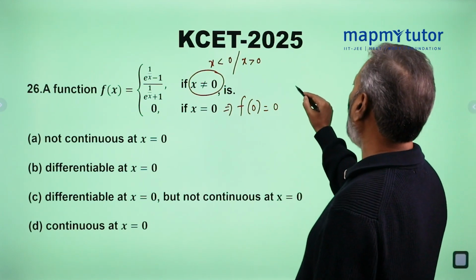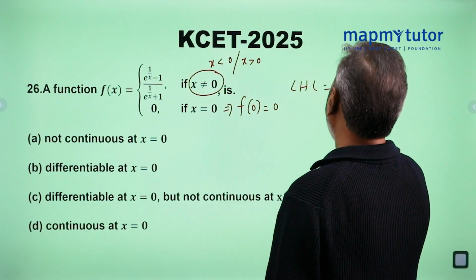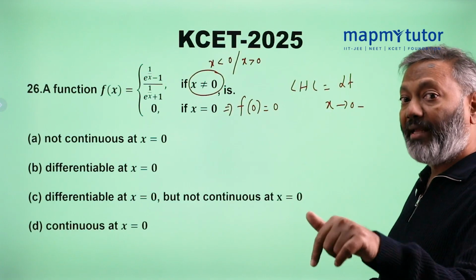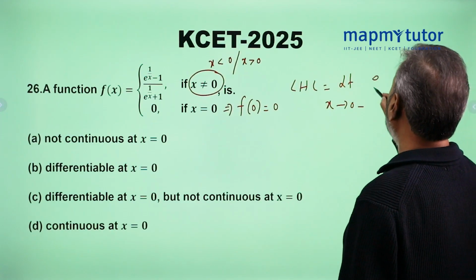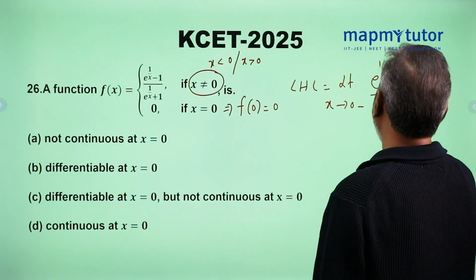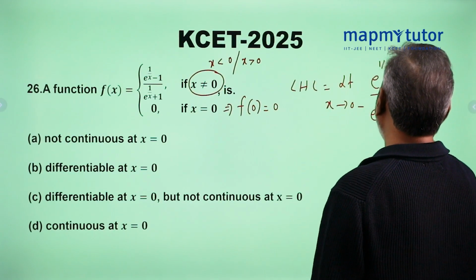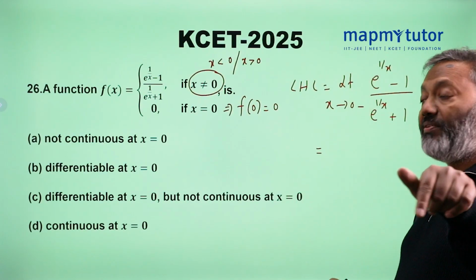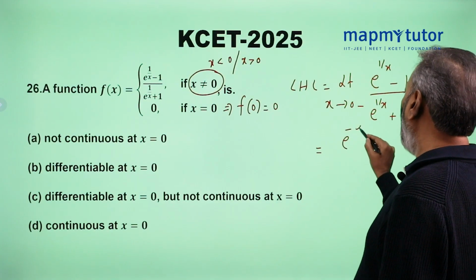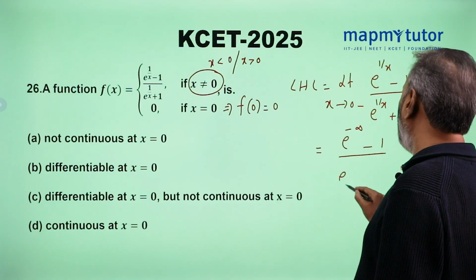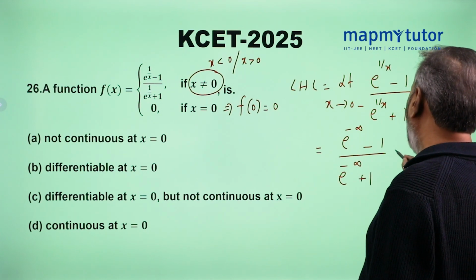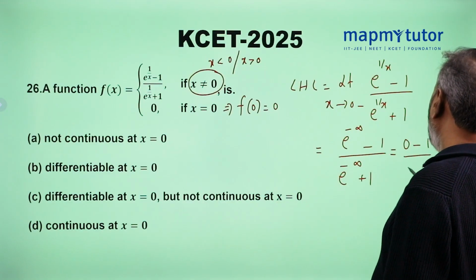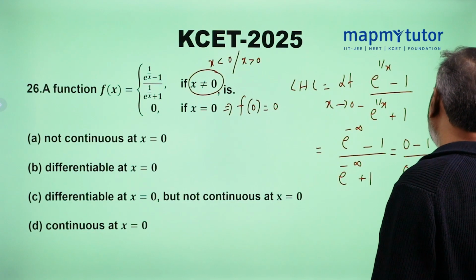Now, what is LHL? Limit x tends to 0 minus. It is not minus 0, okay? 0 minus means left side of 0. And the function is (e power 1 by x minus 1) by (e power 1 by x plus 1). And whenever x tends to 0 minus, 1 by x tends to minus infinity. Therefore, if I apply the limit, I get (e power minus infinity minus 1) by (e power minus infinity plus 1). And already we know e power minus infinity tends to 0. Therefore, (0 minus 1) by (0 plus 1), which gives you minus 1.